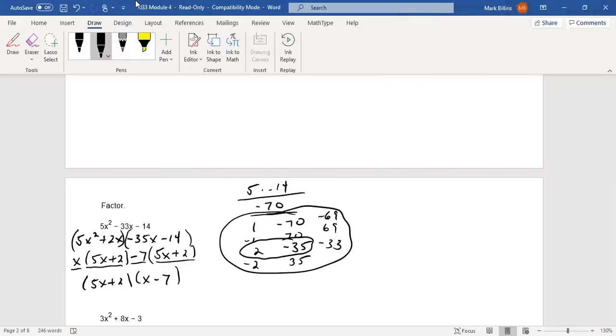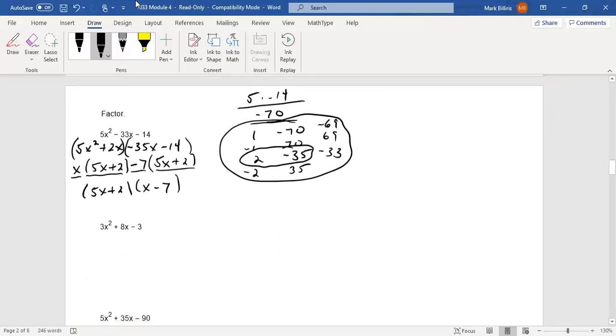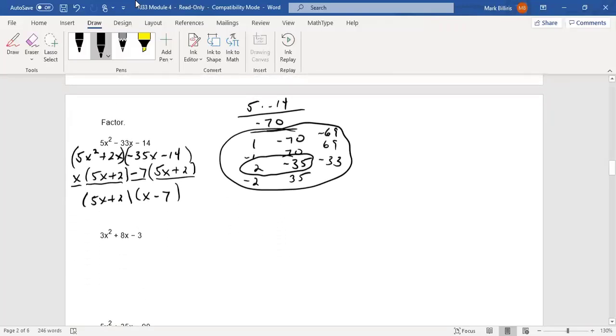This may look easy or it may look difficult for some. In either case, practice will make it perfect, and you'll need this for the next module. So make sure you spend ample time practicing. So let's look at the next example. So 3x squared plus 8x minus 3.